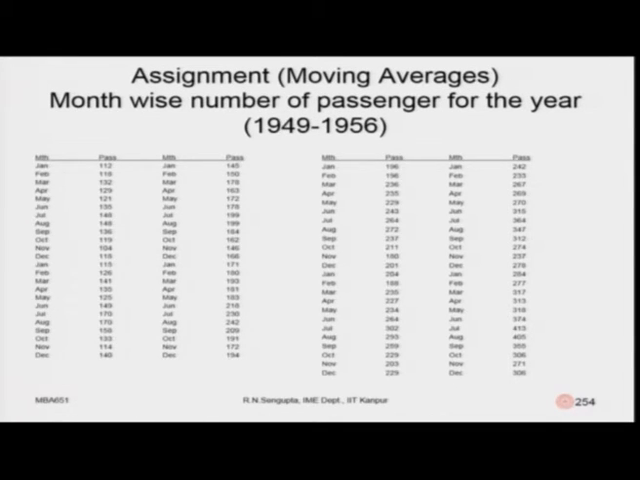So, this is the data which you have from 1949 to 1956. The first column, as well as the third column, the fifth column and the seventh column, 1, 3, 5, 7 are the months and the corresponding values are the passengers in the 2nd, 4th, 6th and 8th. So, basically they start from 112 in January 1949 and end at 306 in December 1956.